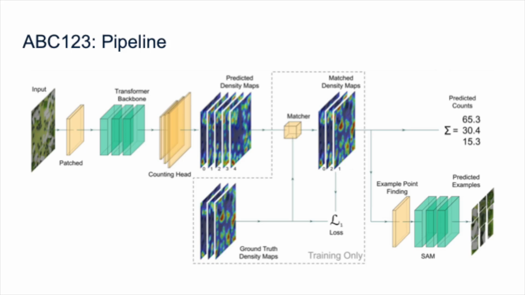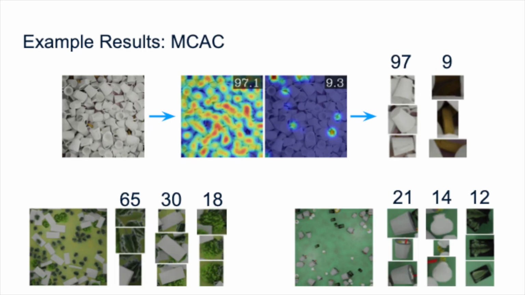We can also find points from the density maps which are representative of the counted class. These points are then used to segment examples associated to each count. When finding these points, we aim to maximize the diversity of the features to provide the user with a range of the counted objects. Here you can see the predicted density maps for a given image.